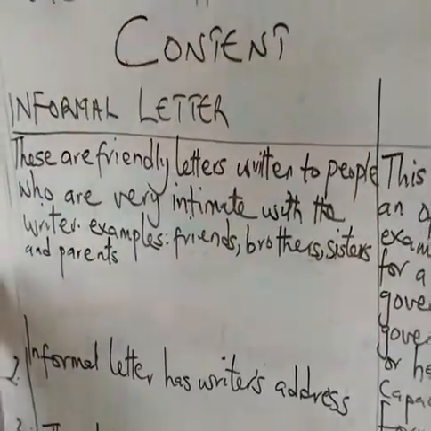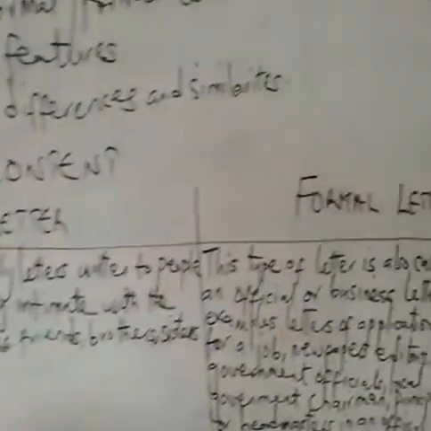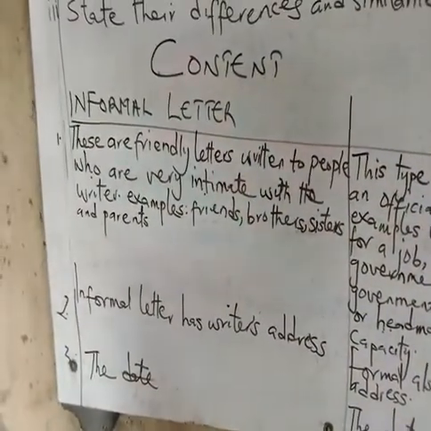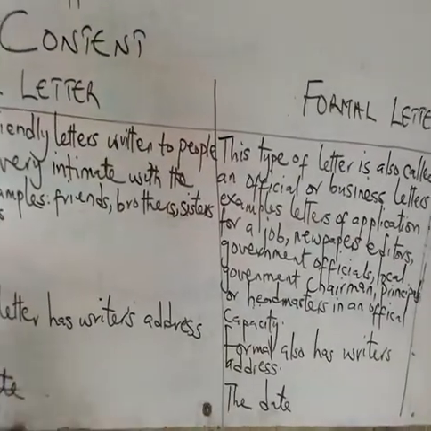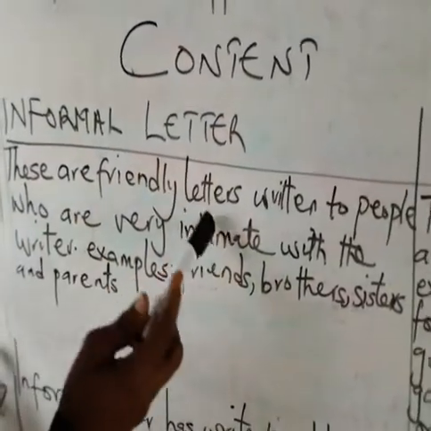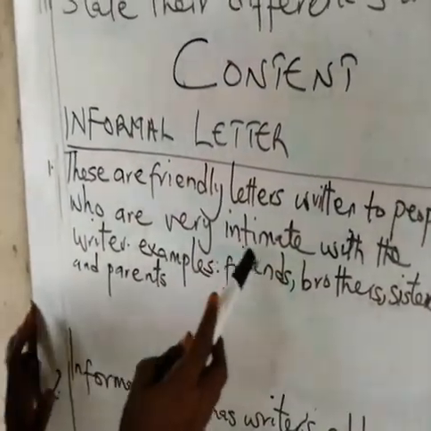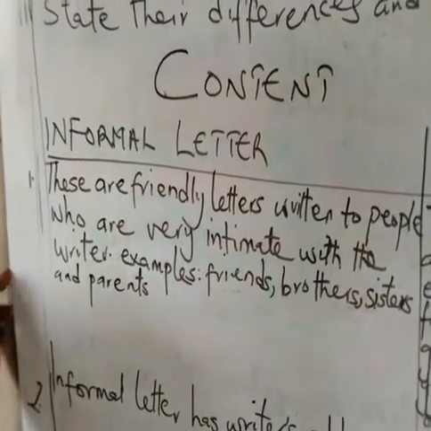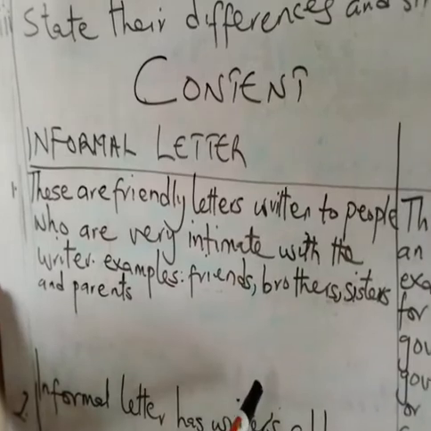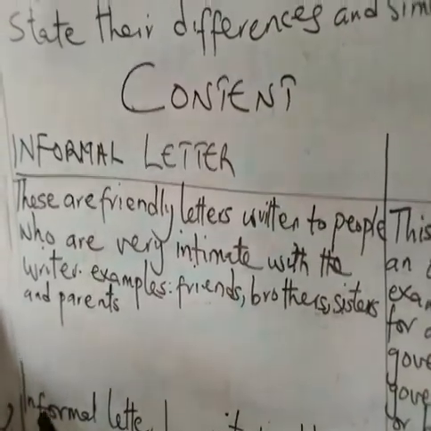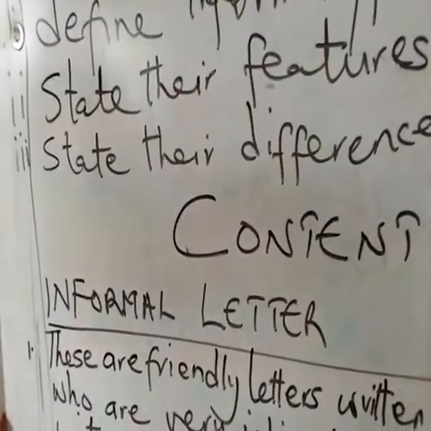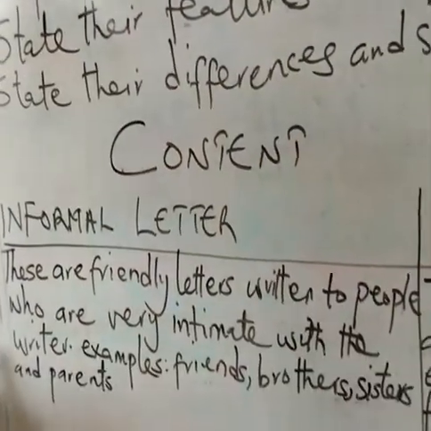I have a table here, informal letter and formal letters. What are informal letters and formal letters? When we were in JS1, we told you about these. Informal letters are friendly letters written to people who are very intimate with the writer, that is you as a student. Examples: friends, your brothers, sisters, and parents. That's what informal letters are, and they are very easy to write.